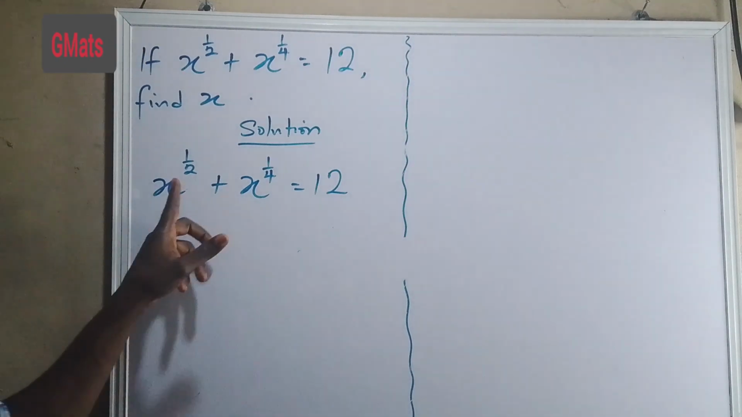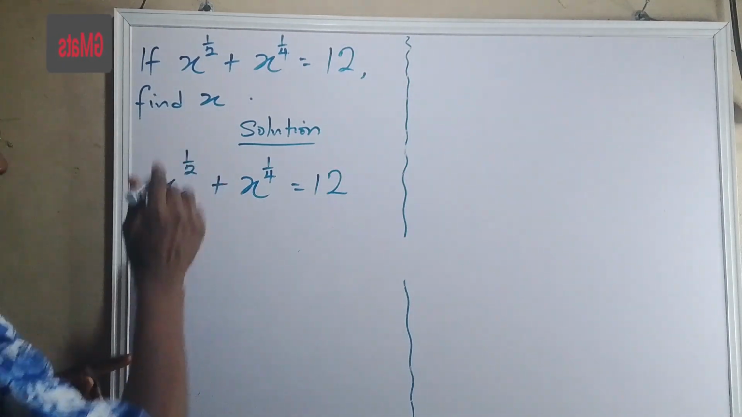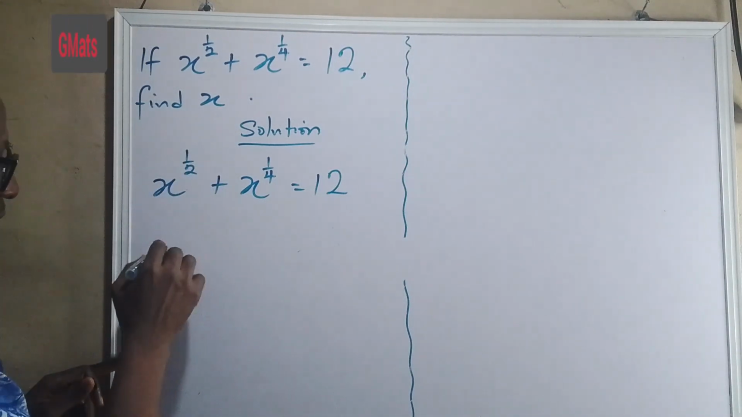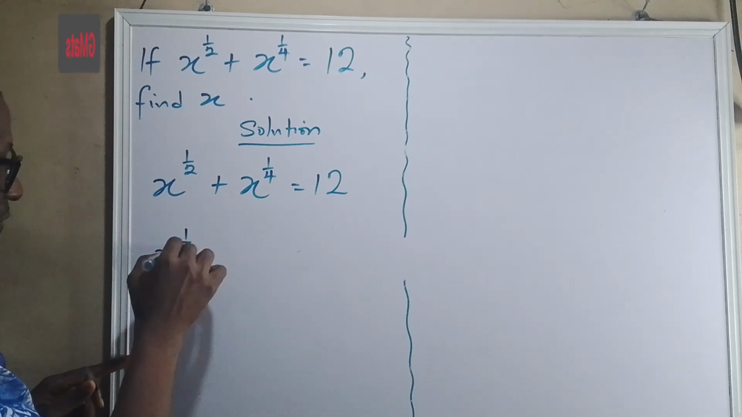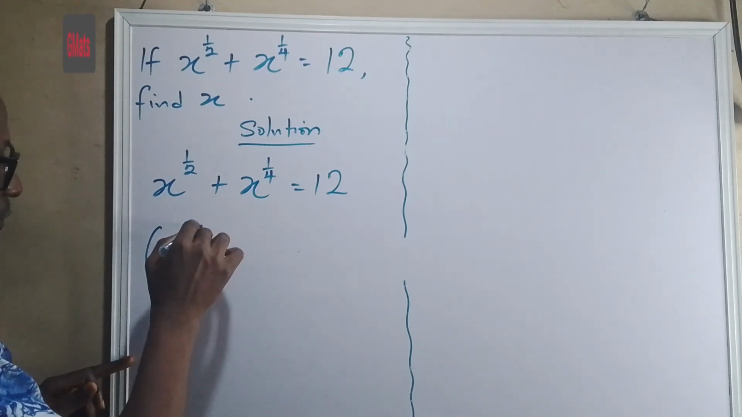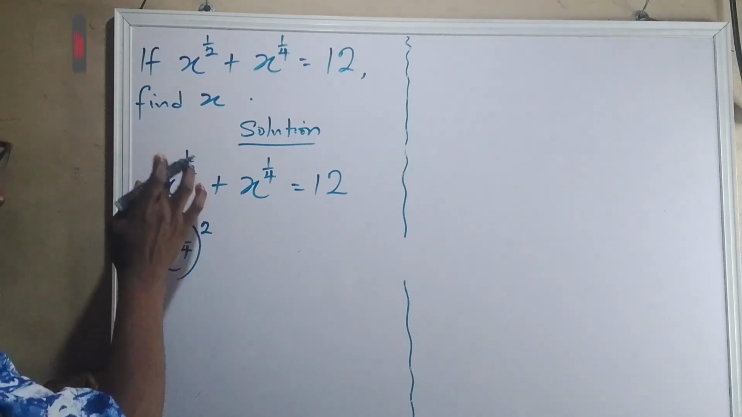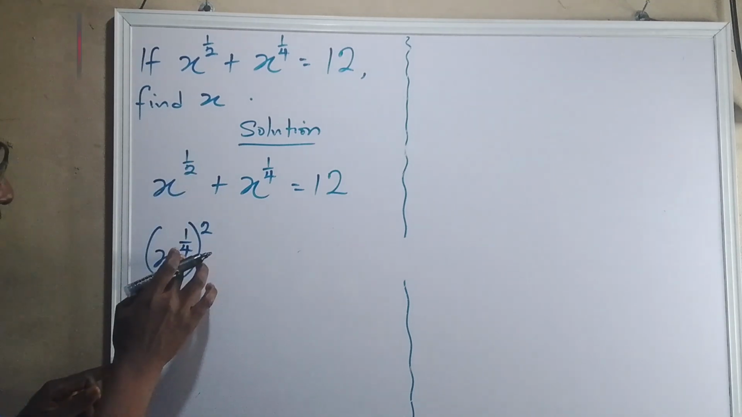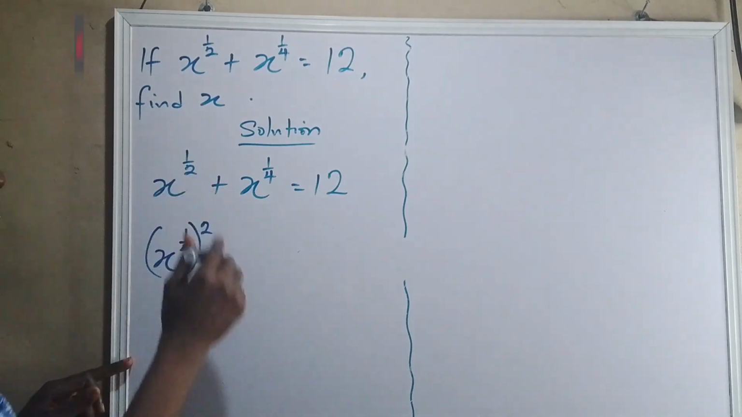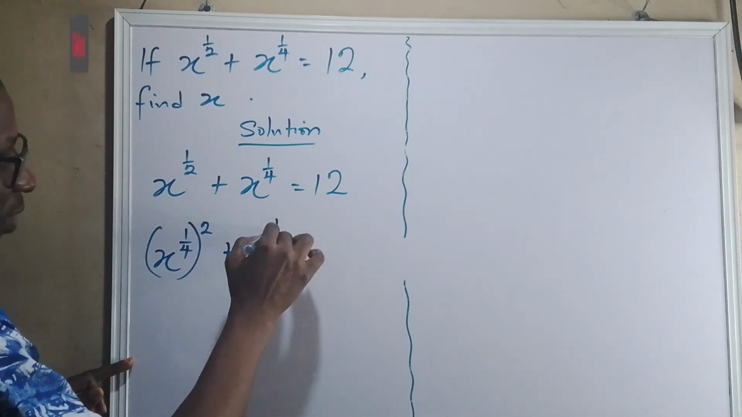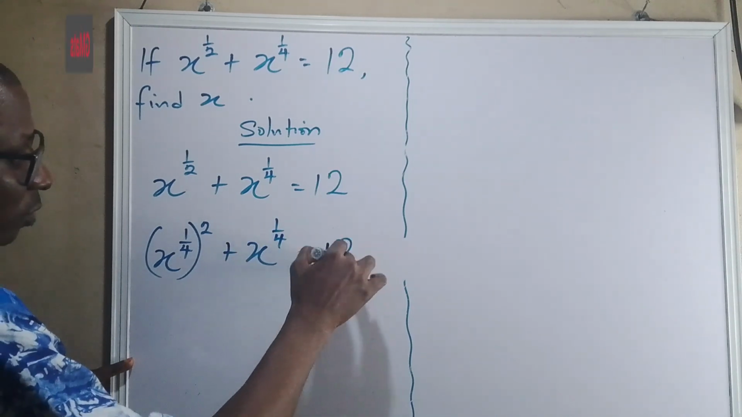The first thing is we adjust this. This is the same thing as x raised to the power of 1 over 4 raised to the power of 2, such that when you multiply these powers, you have half. So 1 over 4 times 2 is 1 over 2. So plus x raised to the power of 1 over 4 equals 12.